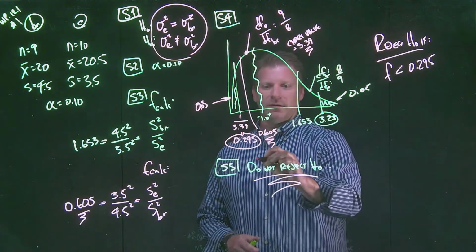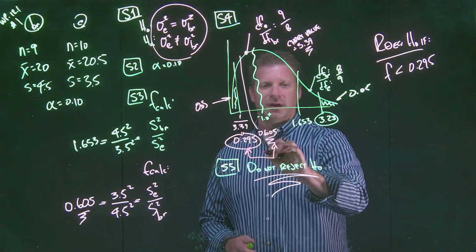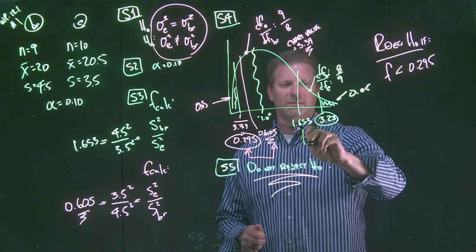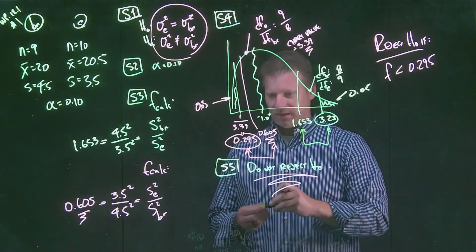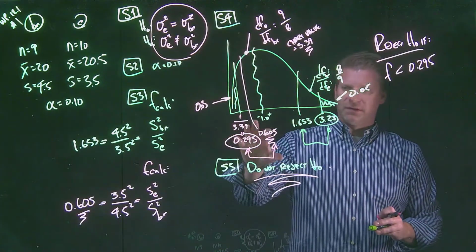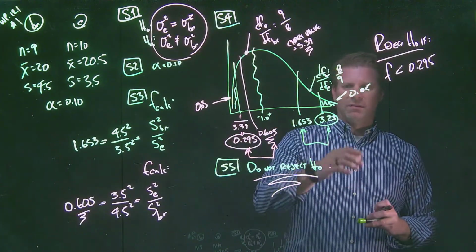But one thing to point out is look at how much closer these two values are than our previous two values. It's just another way to demonstrate that we have to be a lot more careful dealing with the left-hand tail than the right-hand tail.